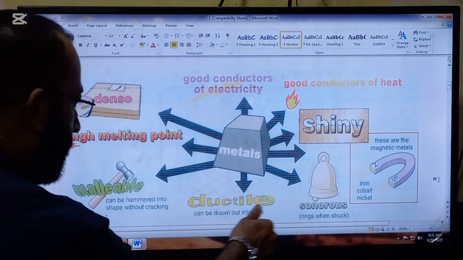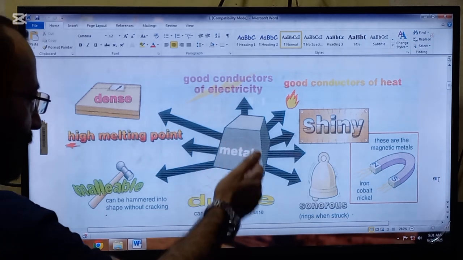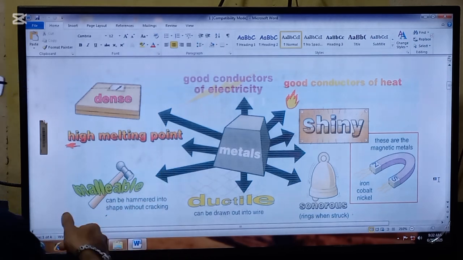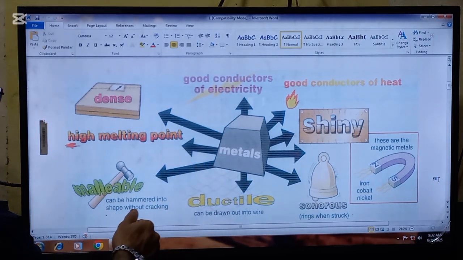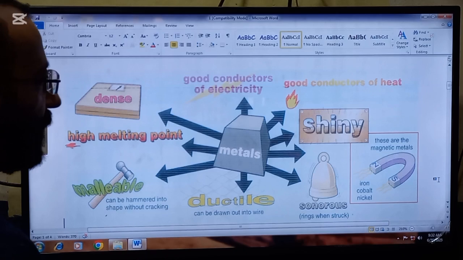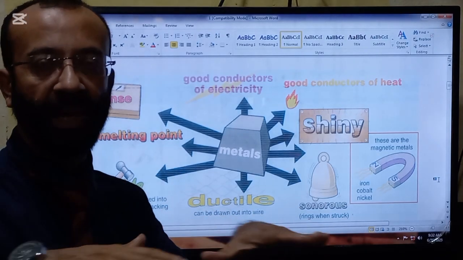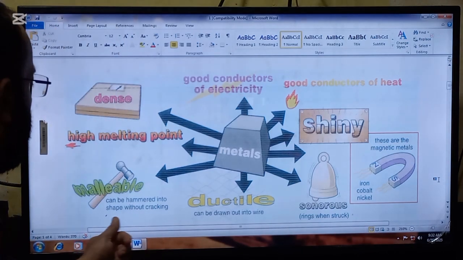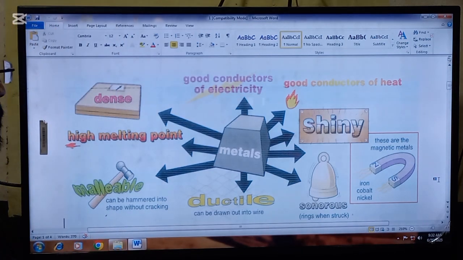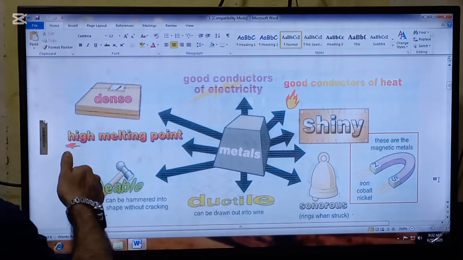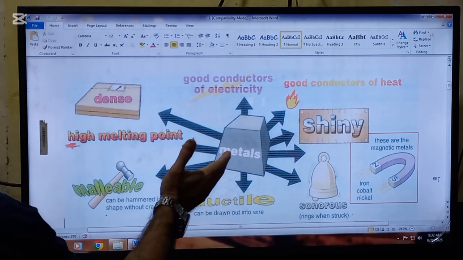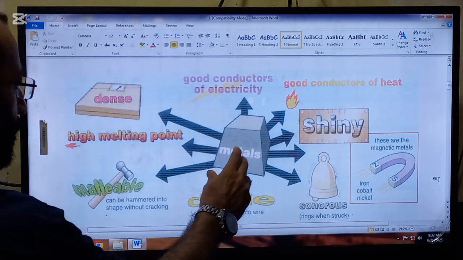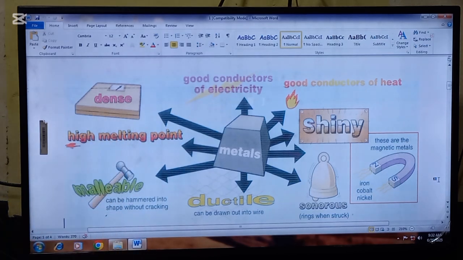Next is metals are ductile. Ductile means metals can be drawn out into wires. Next is metals are malleable. That is, metals can be hammered into shapes without cracking. So without cracking, metals can be reshaped into sheets or into different shapes. So the next point is metals have a high melting point, and the last one is metals are dense because the atoms are very close to each other. So that's why they are dense.